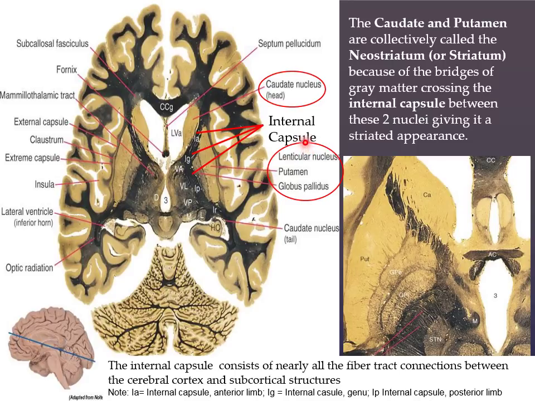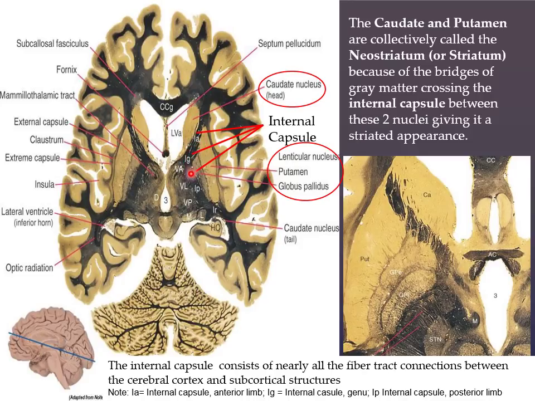We see those structures in this section through the brain, and we can see the caudate nucleus, that is the head of the caudate nucleus right here. We see the lentiform nucleus, which includes the putamen and the globus pallidus. And we can also see the tail of the caudate nucleus right here next to the ventricle. We'll also see this dark stained structure, the internal capsule. And this is the posterior limb of the internal capsule, the genu, and the anterior limb of the internal capsule.